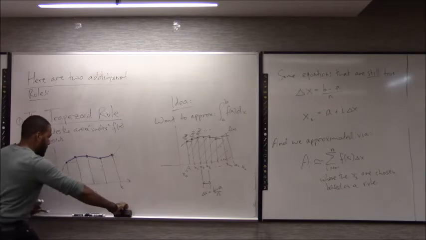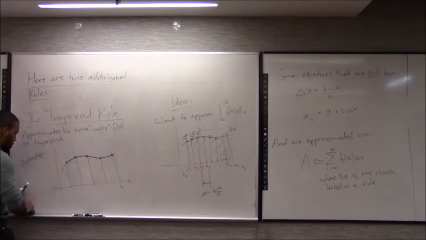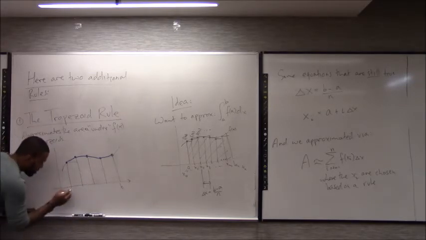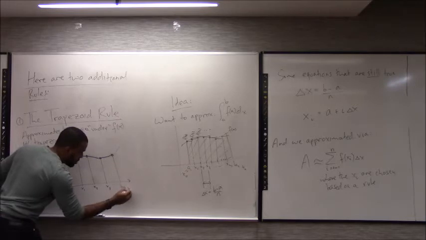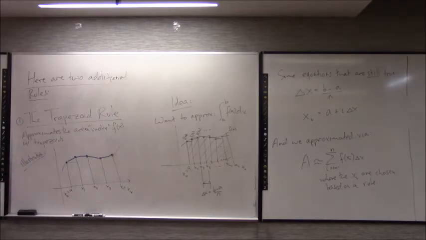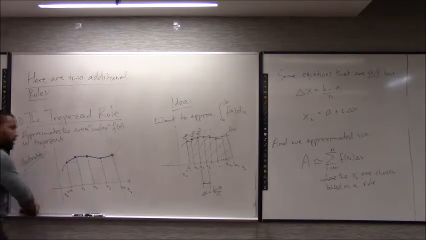Now, if I start to actually label these, this is your A equals x0, this is x1, this is x2, this is x3, this here is x4. What would the actual formula look like?